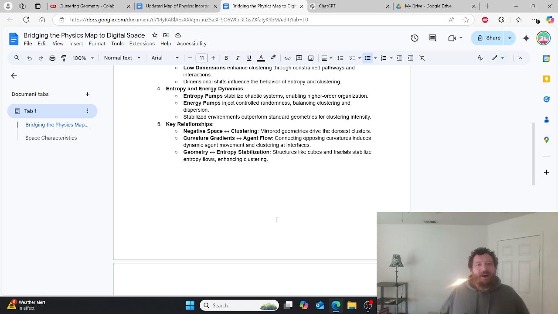Whatever rules you're programming into it, whether it's an entropy pump, an energy pump, a curvature pump, or something that I haven't invented that I can't even think of, as long as it's existing outside of the environment, it's not going to impact the physics of the environment, unless it impacts the physics of the environment, like an energy or an entropy pump.